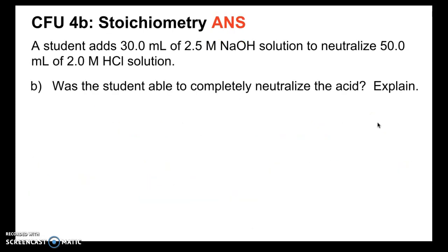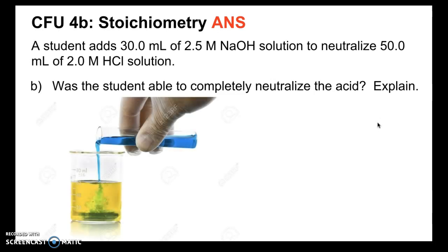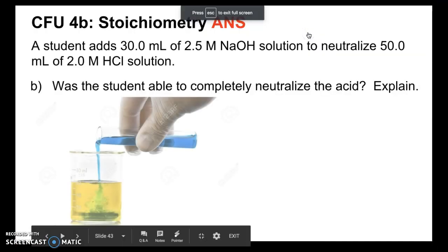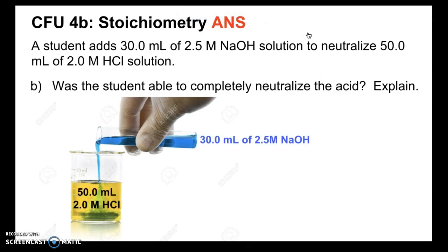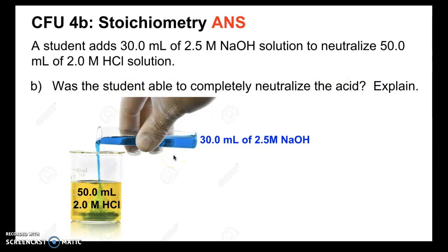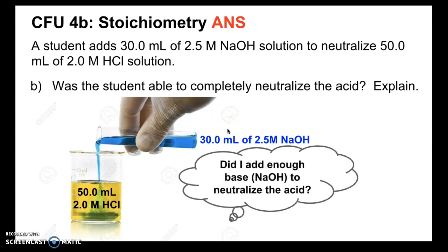For part B, we're asked if the student was able to completely neutralize the acid and explain. So for that, we need to figure out, did we add enough? According to the information in the problem, we are adding 30 milliliters of 2.5 molar NaOH to 50 milliliters of HCl. So here's what this would sort of look like. NaOH is not blue. This is just so we can see what's happening. And my question is, did I add enough base to neutralize the acid? That's what I want to know.